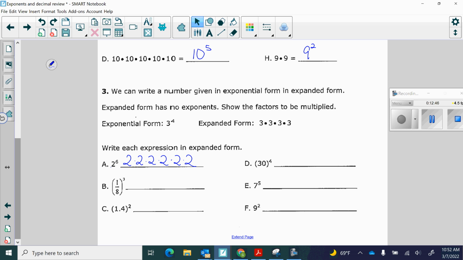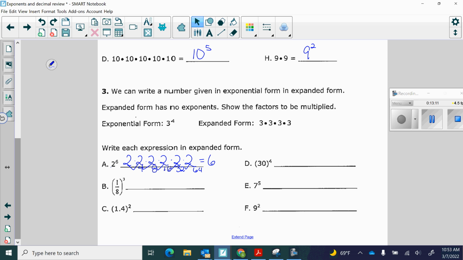2. All right. This time, after you write it in expanded form, I want you to solve it. I want you to find the answer. So if I have 2 times 2, that is 4. 4 times 2 is 8. 8 times 2 is 16. 16 times 2 is 32. And 32 times 2 is 64.